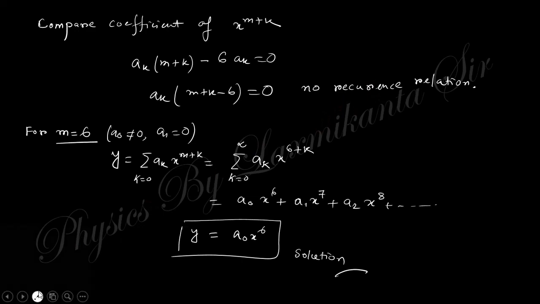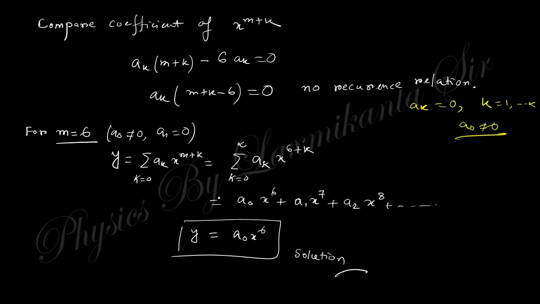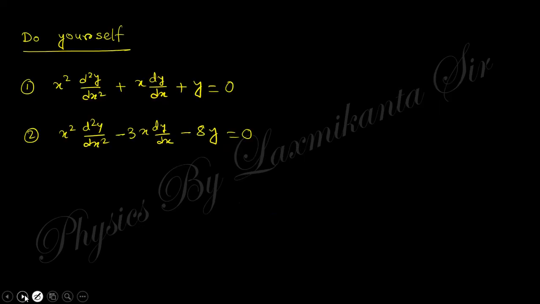Actually all the coefficients are 0 except k equals to 0. Ak equals to 0 where k equals to 1 to infinity. A0 not equals to 0. So a0 not equals to 0 means only this term exists. So the solution will be like that.